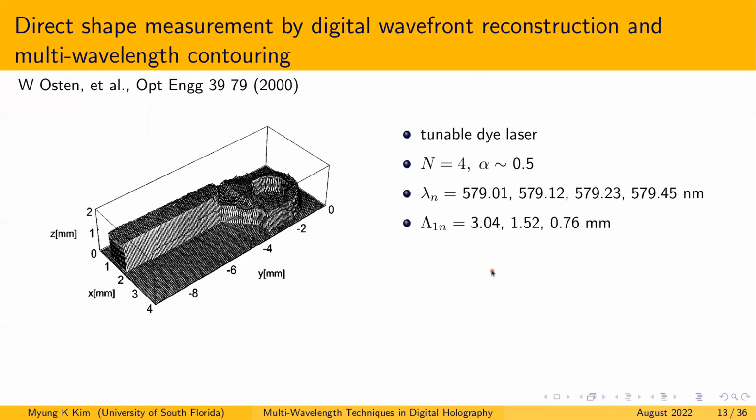The hierarchical phase unwrapping principle was first demonstrated by Austin et al., using a tunable dye laser and acquiring holograms at 4 wavelengths with stepping factor 0.5. They have profiled an object a few millimeters high with noise in the small fraction of millimeter range.